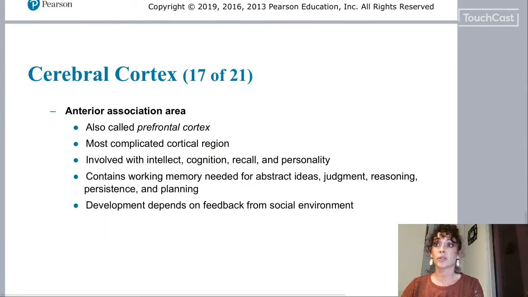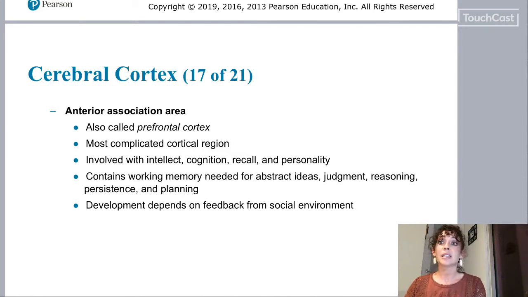So our anterior association area is also called our prefrontal cortex. It's the most complicated cortical region of our brain. It's involved with our intellect, our cognition, recall, your personality, like all the things that make you you. So this contains working memory needed for abstract ideas, judgment, higher reasoning, persistence, and planning.